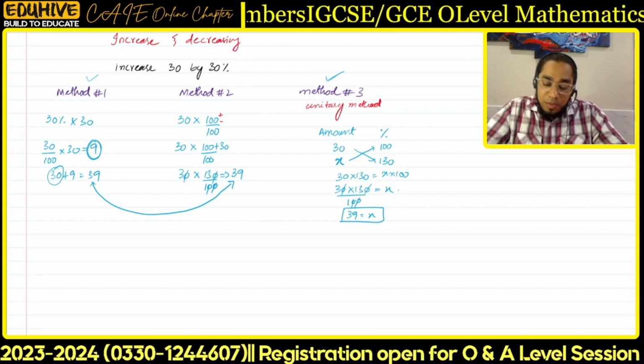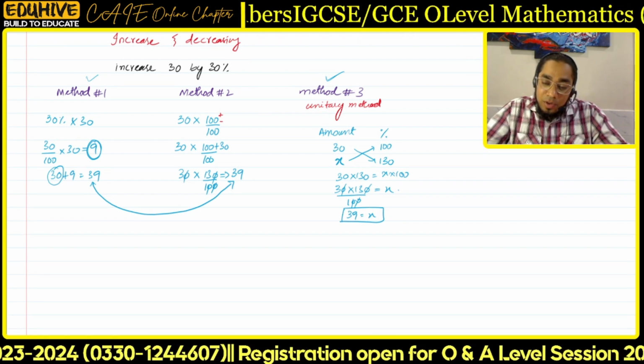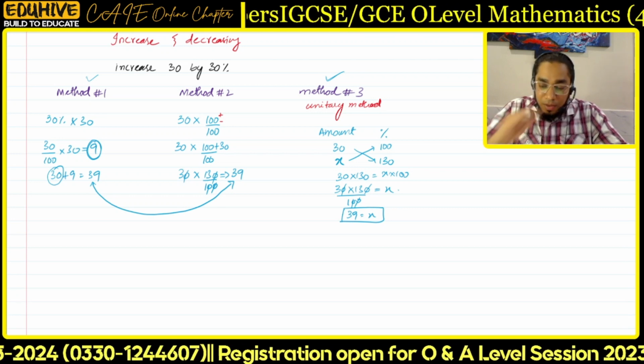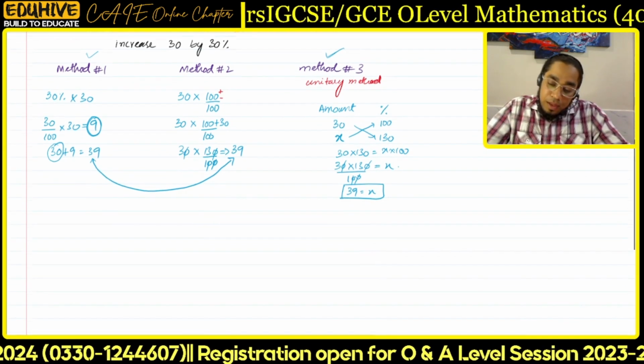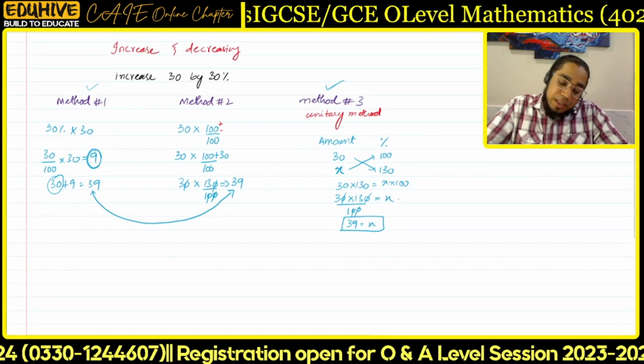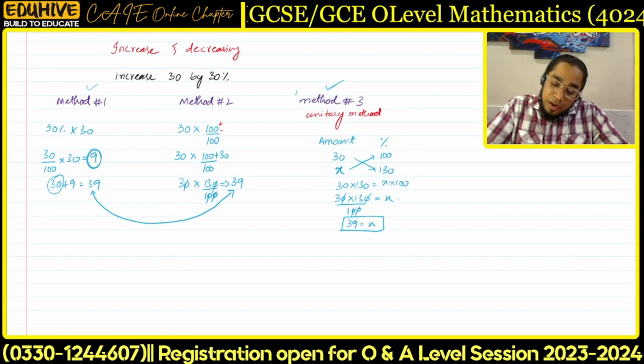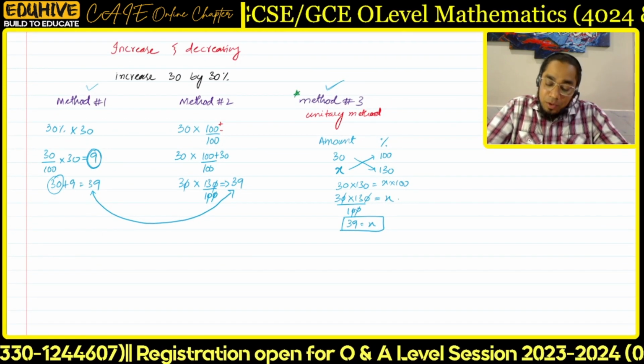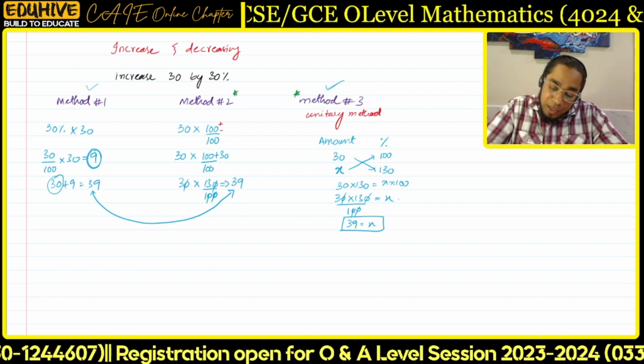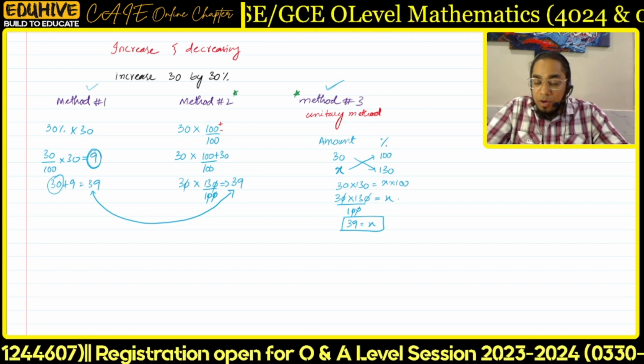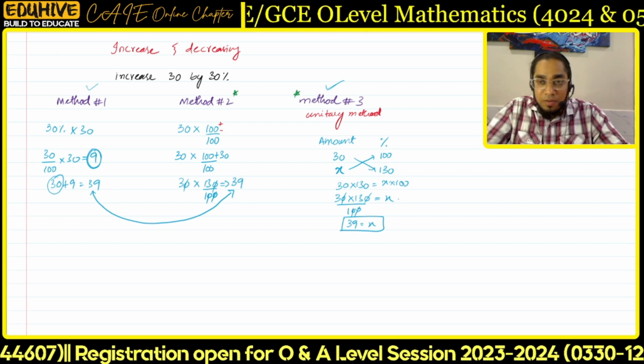9 is not the original amount. Yeah, it will be the original amount which is going to increase. Okay. So the another thing, method number 3 is gonna work in every question, but in some questions you are going to follow method number 2 because every question will not be the same as the other one.